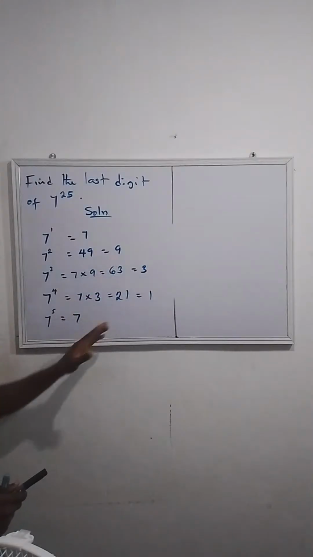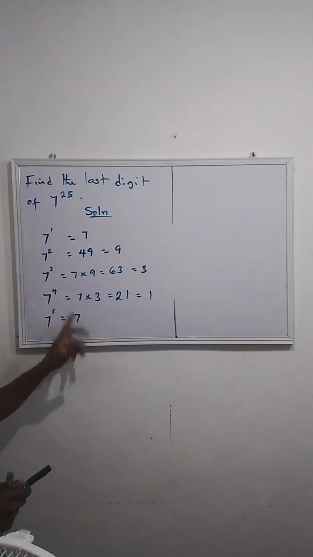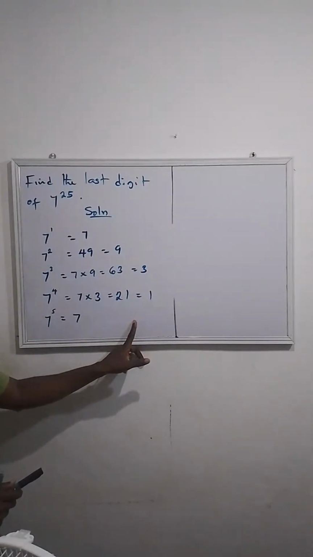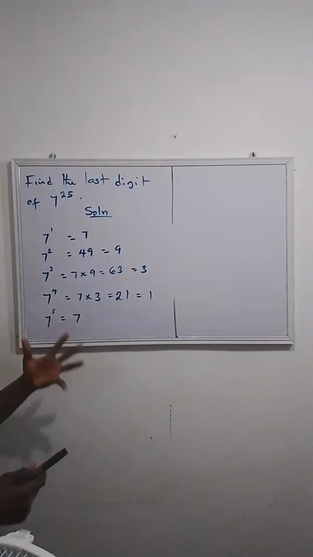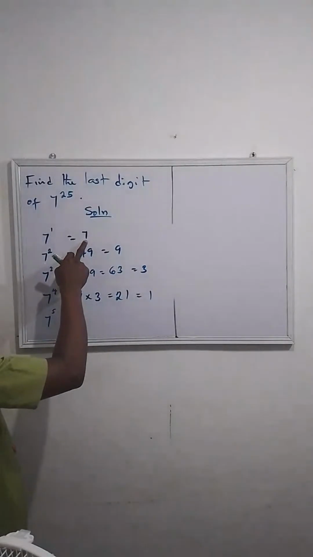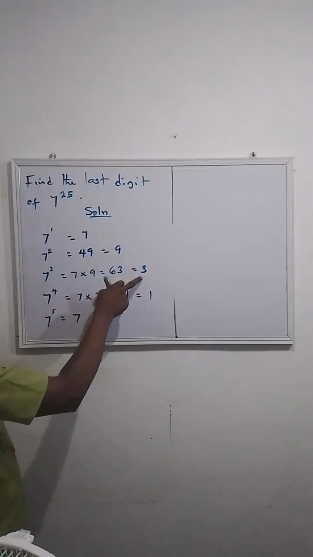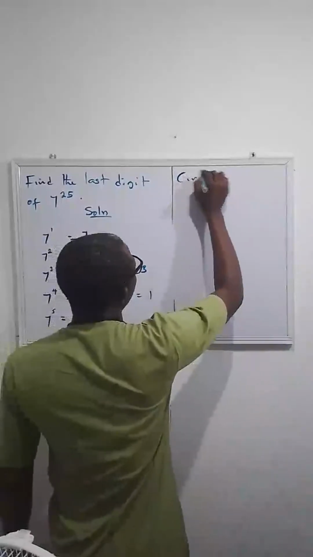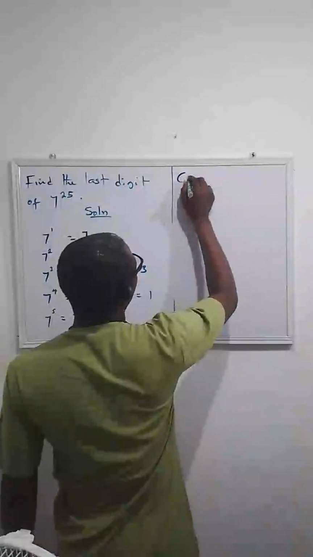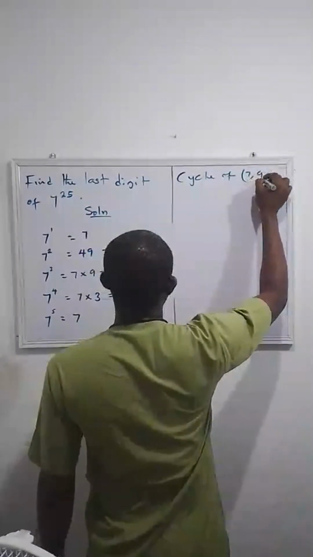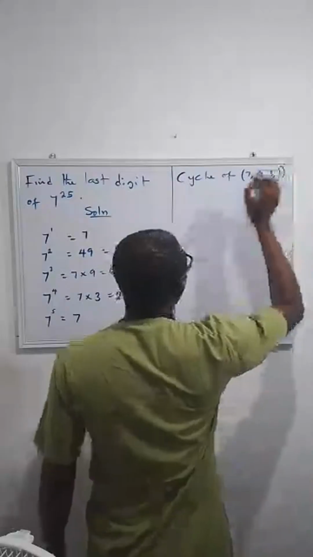All right, because I'll be multiplying both sides by 7. So I'll have 49, so I will have 9 as the last digit. And so on. So now I can get the cycle. The cycle is 7, 9, 3, 1. So we have the cycle of 7, 9, 3. Okay, so now can you see it?